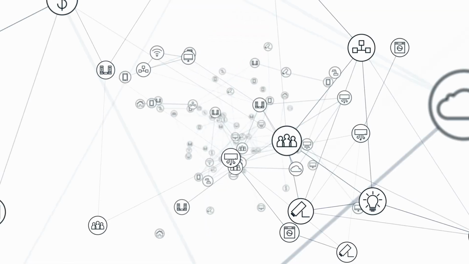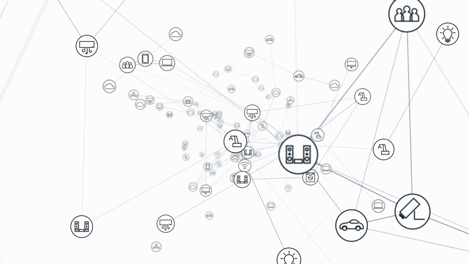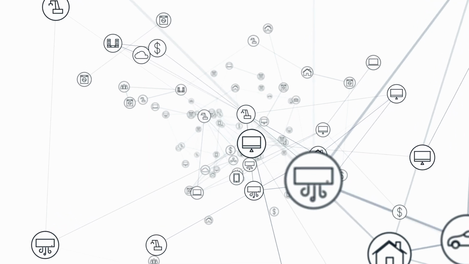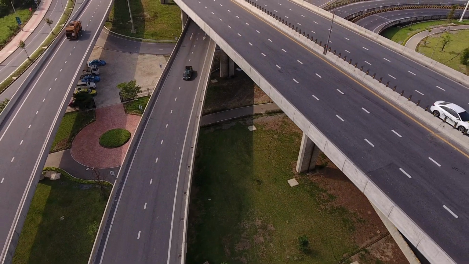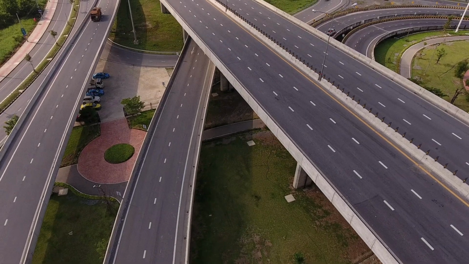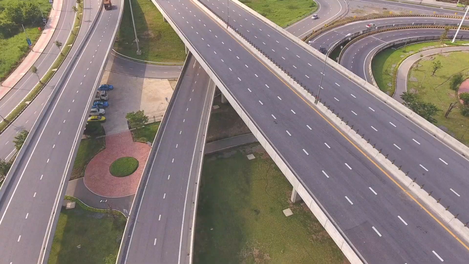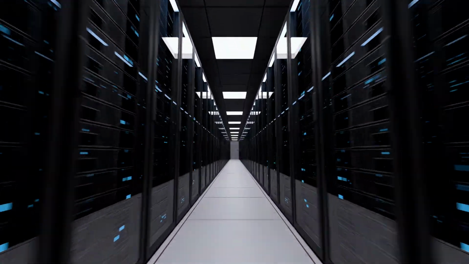At its essence, a computer network is a collection of interconnected devices that share resources and information. Imagine it as a bustling digital highway where data packets travel at lightning speed, connecting everything from your smartphone to massive data centers across the globe.